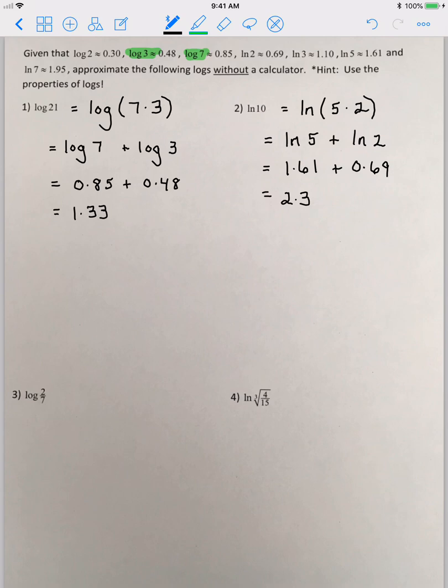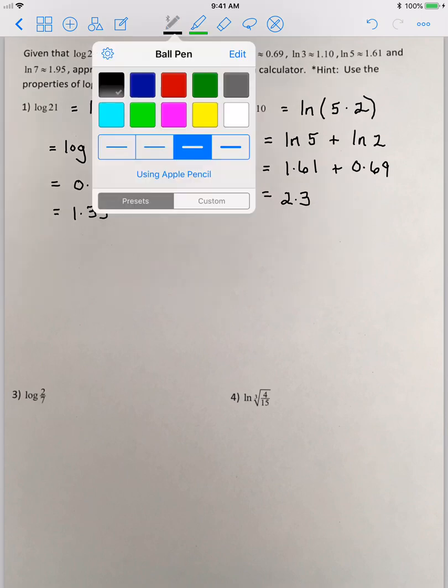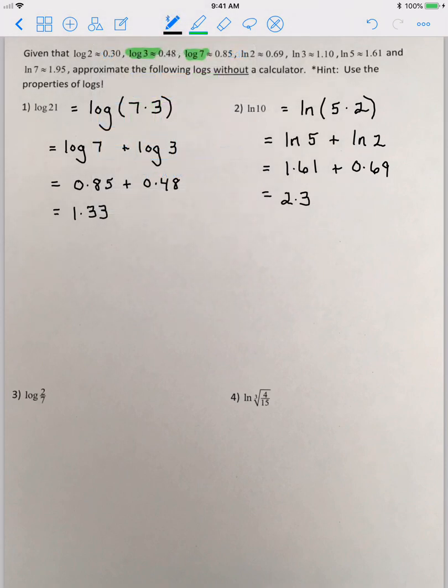Number 3 has the log of 2/7, which definitely is not in our list. However, we can rewrite a quotient as a difference of logarithms with the same base. So the log of 2/7 is the same thing as the log of 2 minus the log of 7. We have an approximation for the log of 2 on our list. They gave us 0.3, and they gave us an approximation for the log of 7 as 0.85. So 0.3 minus 0.85 is going to give us negative 0.55.